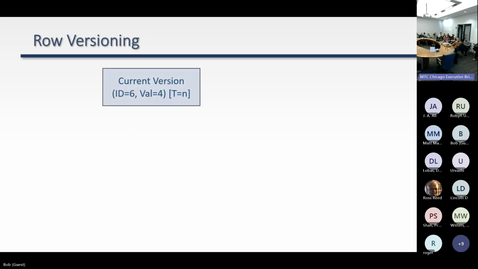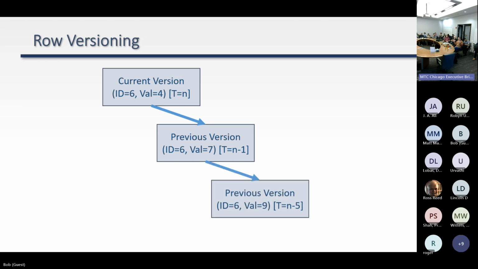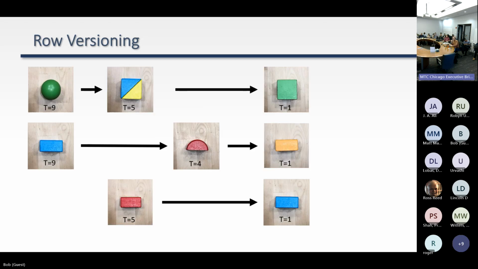So just to show you graphically, this box represents a row, right? We have a row with 2 columns, ID and value. So our row ID is 6, our value is 4. That's the current version of the row. The version store would have a pointer back to a previous version of the row where the ID is still 6, but the value was 7. And then another version beyond that, perhaps, where the value was previously 9. If the ID ever changed, then it would be a different row. We wouldn't care about it. But we're keeping track of the previous values and the time that that value took effect. That's what the T is there.